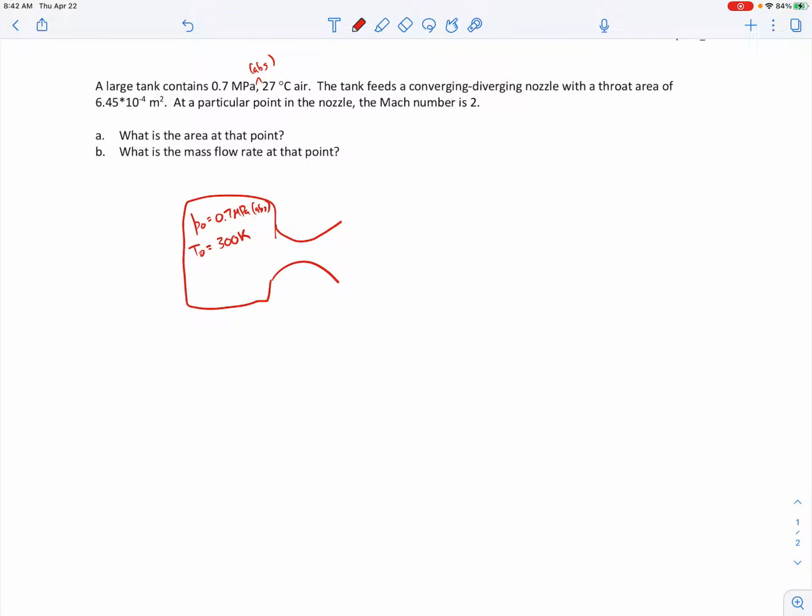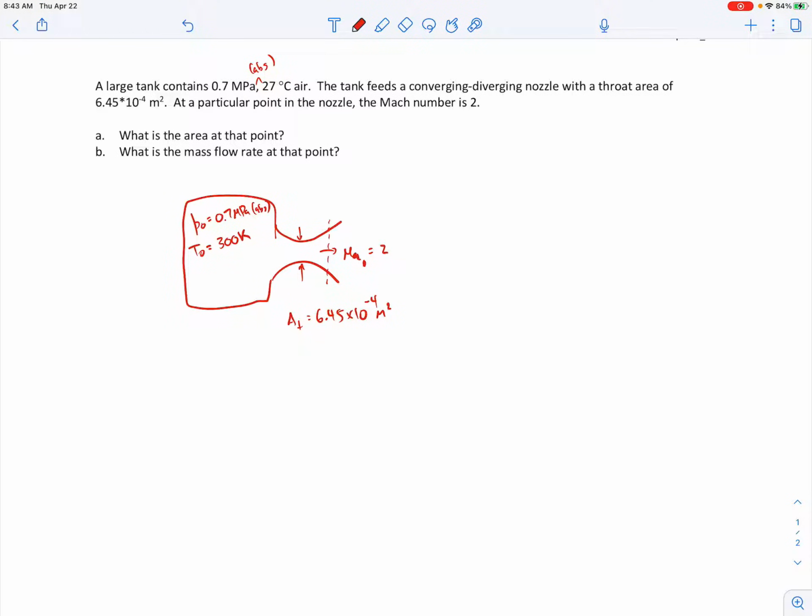And we're told the tank feeds this converging diverging nozzle. The throat area is given here. So let's write that down. And then at a particular point in the nozzle, the Mach number is equal to 2. So that point's going to be somewhere downstream of that throat. So there the Mach number is equal to 2. Let's call it location 1.